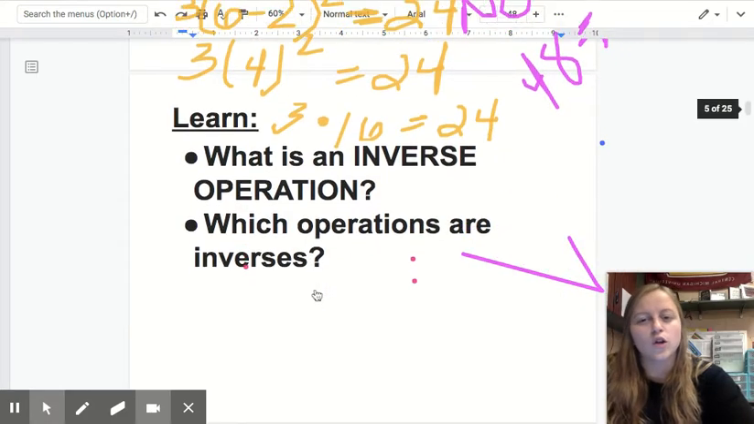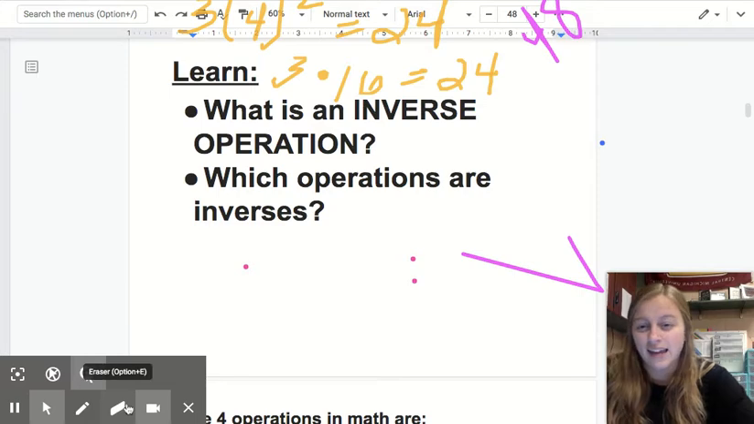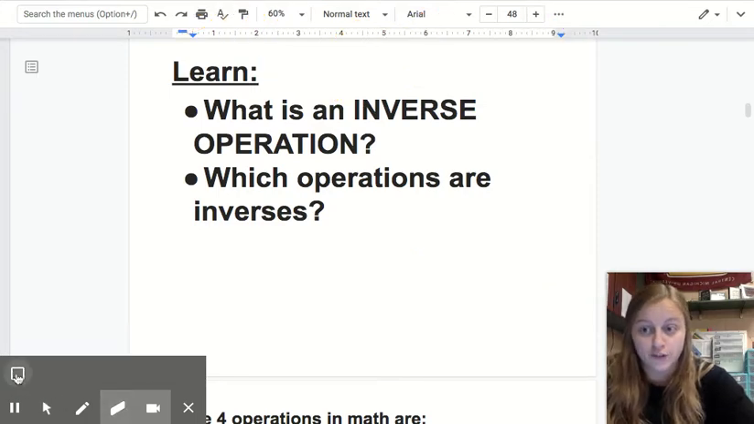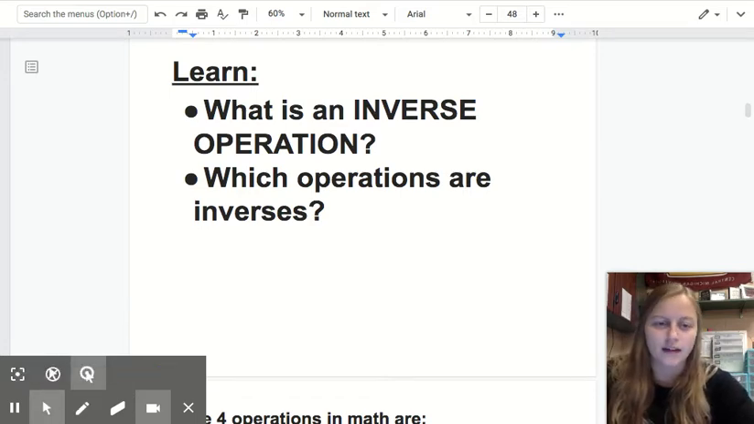Let's go ahead and learn what an inverse operation is and which operations are inverses to which. Talk with your table and see if you can remember what this was from last year.